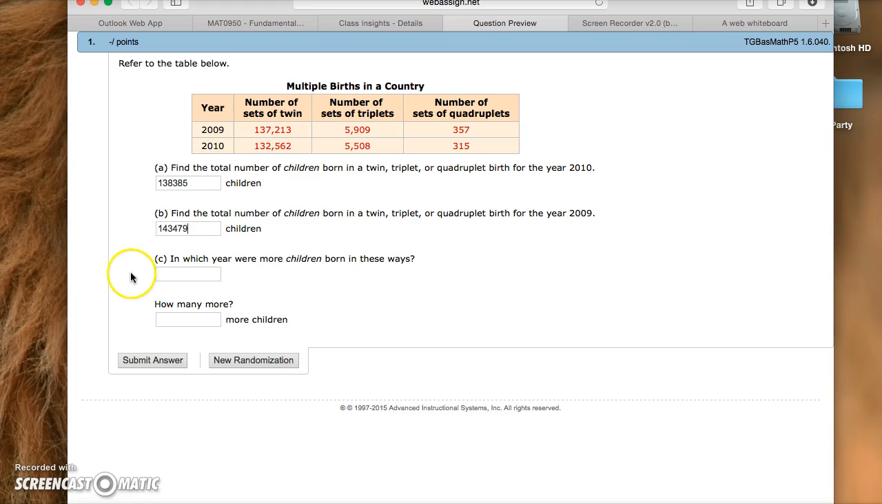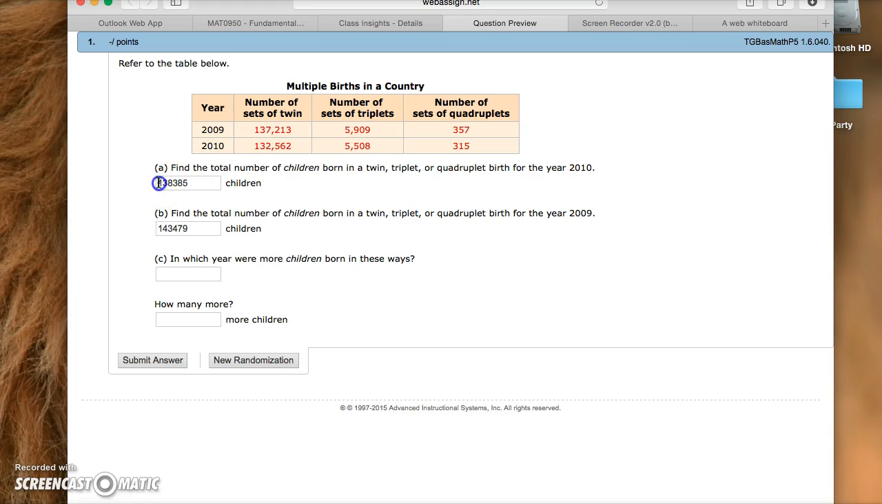Okay, so now on to part C. It says, in which year were more children born in these ways? So remember part A, we found the total number of children that were born as a set of twins, triplets, or quadruplets for 2010. In part B, we found the number of children born as twins, triplets, or quadruplets for 2009. Part C says, which year had more children born in those ways? In other words, which of these two numbers is larger?